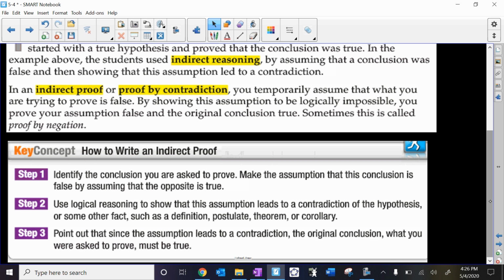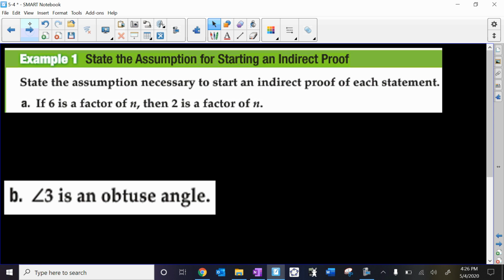In example 1, we're just going to start out easy by asking you to identify the conclusion and then state the complete opposite of it. So example 1, state the assumption necessary to start an indirect proof of each statement. So in letter A, if 6 is a factor of n, then 2 is a factor of n. We know that the conclusion is always after the word then, so 2 is a factor of n. If I want to state the assumption, which states the complete opposite of it, instead of saying 2 is a factor of n, we're going to say 2 is not a factor of n. That's the assumption that you would start with.